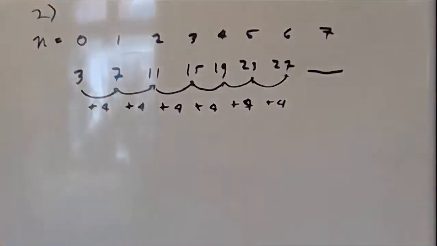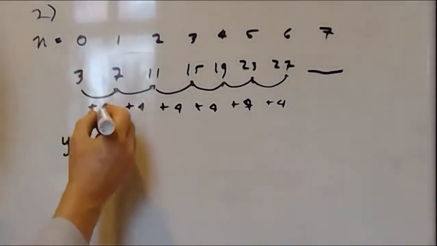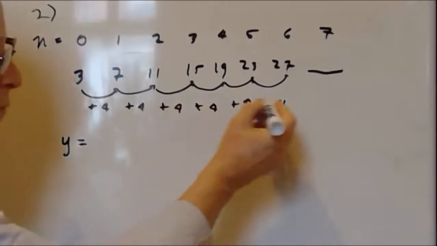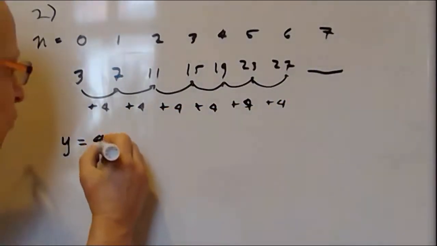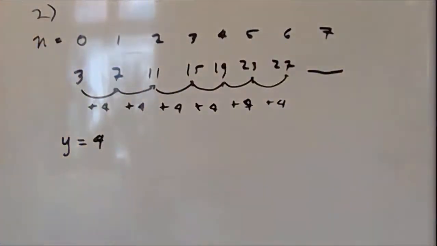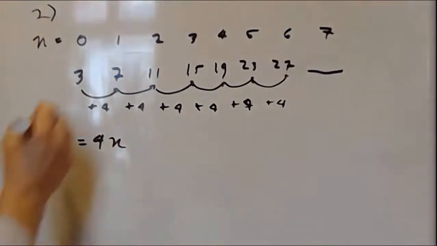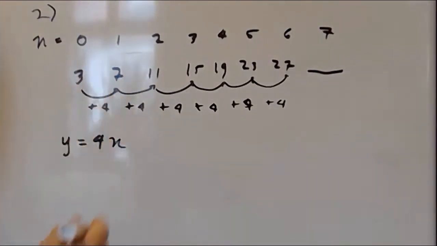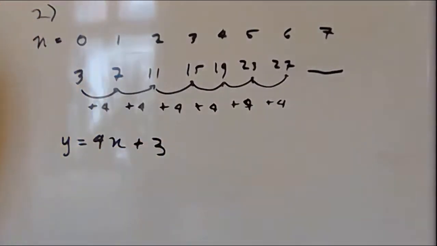Now they're asking us to find the formula for this. So we see that we're going up, so we're going to say y is equal to 4, because that's the amount we have to add to each number. So we have 4, and then of course we have to figure out what's happening at the n, and that's going to be n, and then here we start out at 3, so that's going to be our formula.